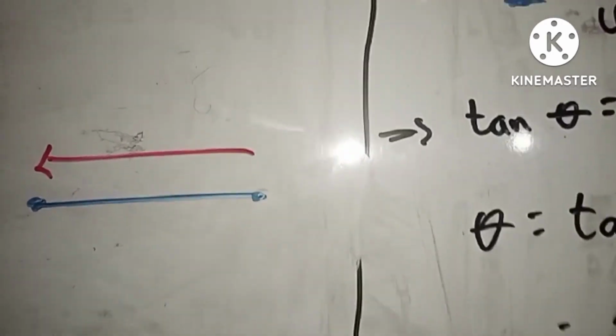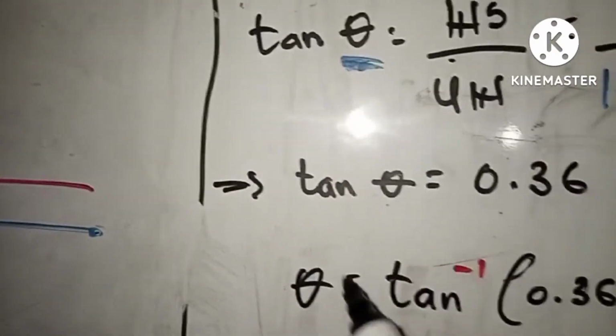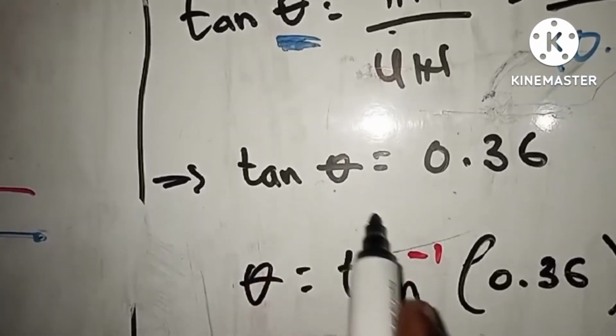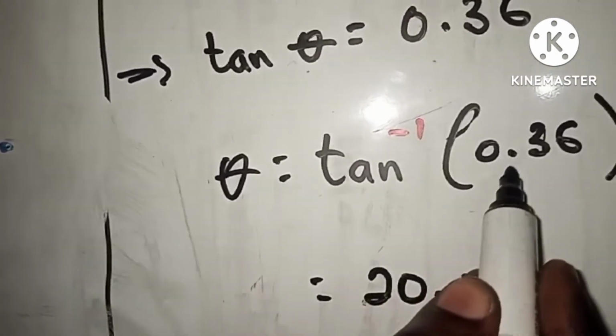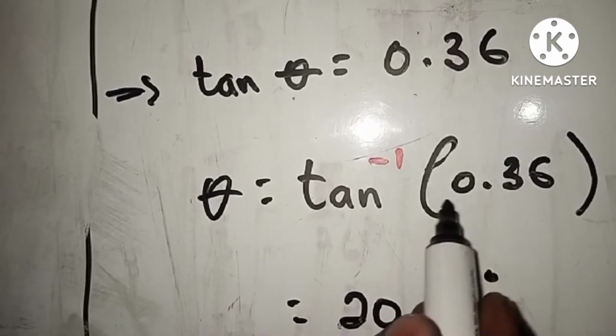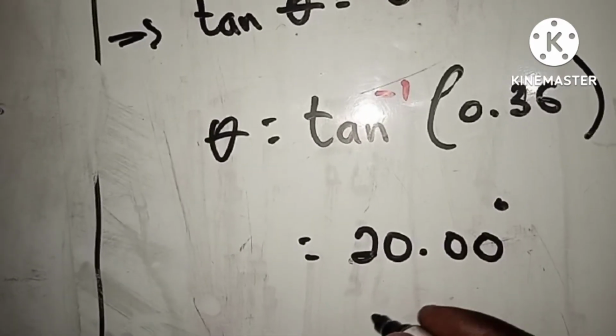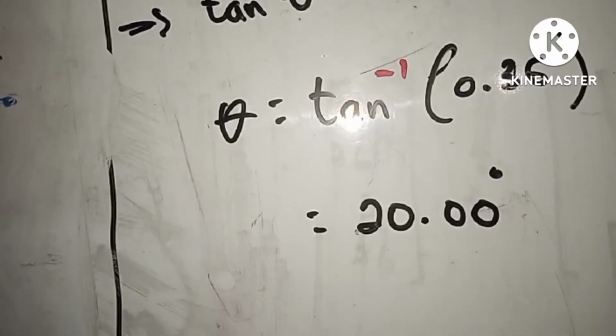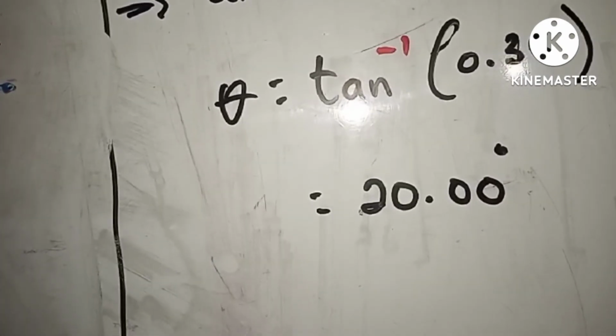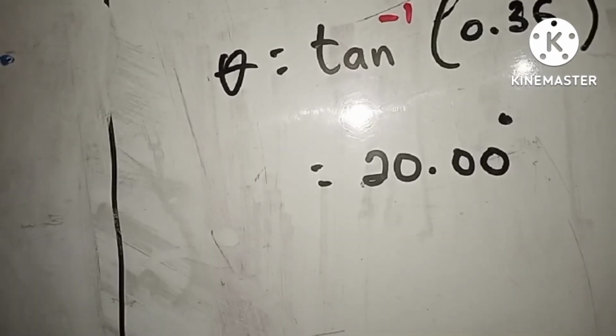So the same scenario we are applying here. So if you want to determine this theta here, we are going to take the tan inverse, right? So the tan inverse of this guy, that's the 0.36 here, will be what? 20 degrees, just to two decimal places. That's what the question says. So this is the angle of depression of X from you.